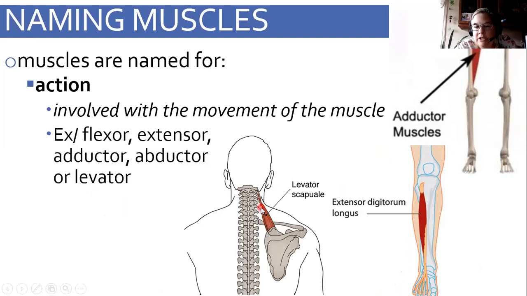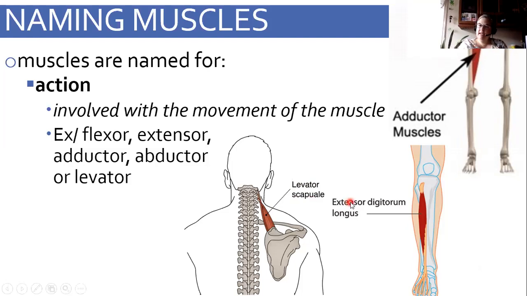But this is levator scapulae. Okay, that's what this muscle is. But basically what it's doing is it's moving up our scapula, right? That muscle is responsible for moving up our scapula. So really it's named in two ways. It's named by the action the muscle has to raise, and it's attached to the scapula. So it's named for bone, okay?